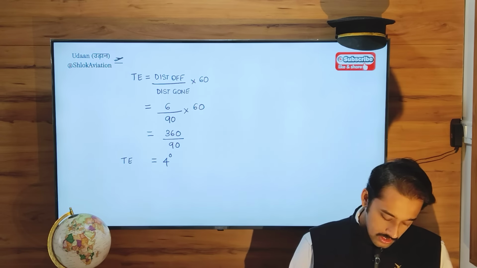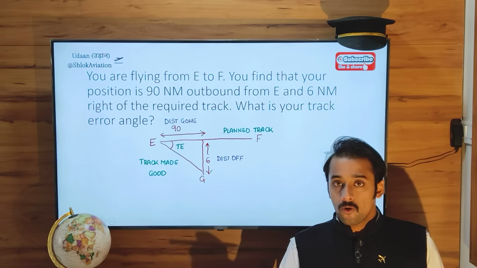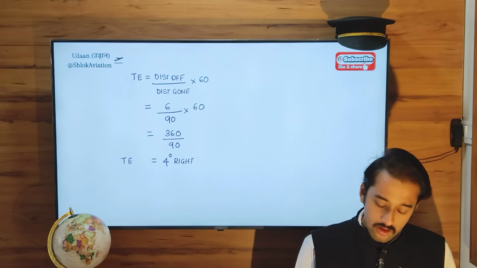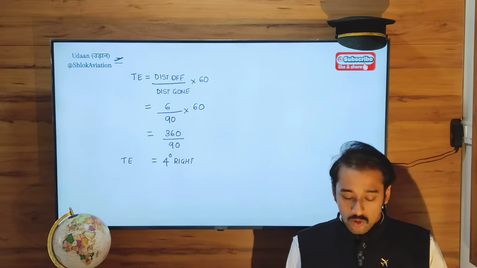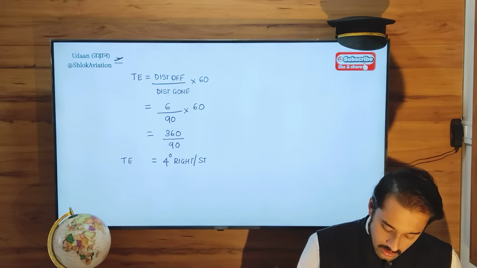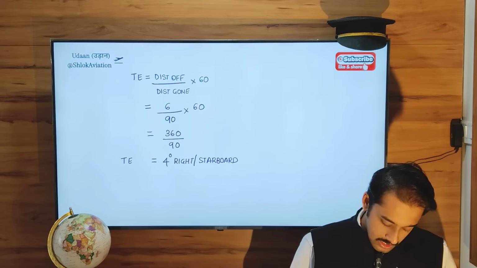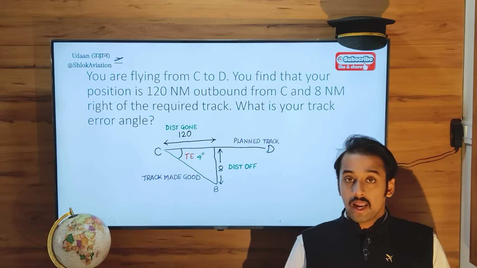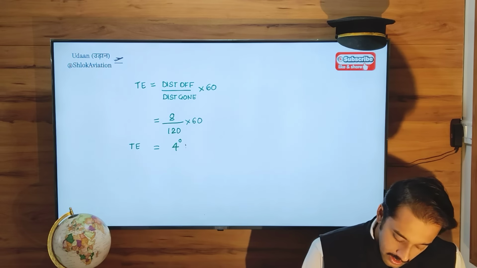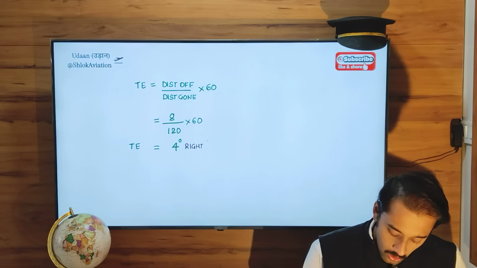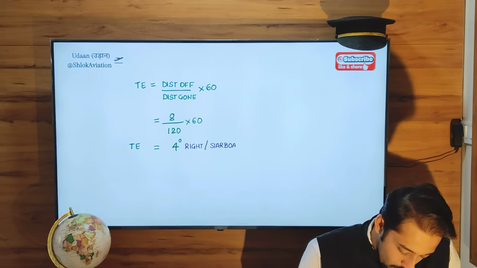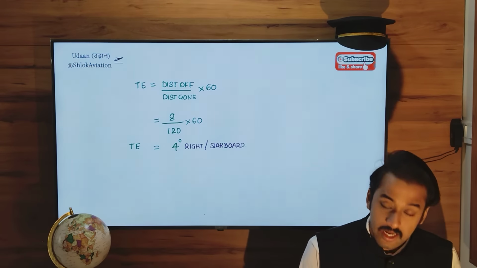Okay. Now also, in addition to 4 degree, you can also write 4 degree right. Right is also known as starboard. Track error is 4 degrees starboard. Okay. Let's go to previous sum. Over here also it was 4 degree track error to the right hand side. So 4 degree right or 4 degrees starboard.